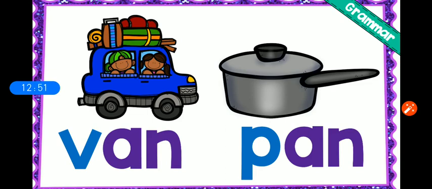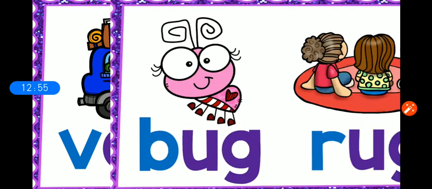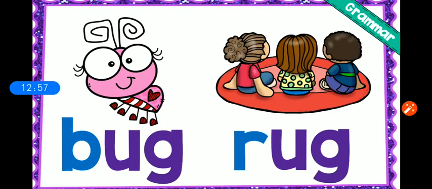Yes, they are rhyming words because they end with the same sound. We have another one again. Bug and rug. Does this sound like a rhyming word? Yes, it does because they both end with letter G. Bug and rug are rhyming words.